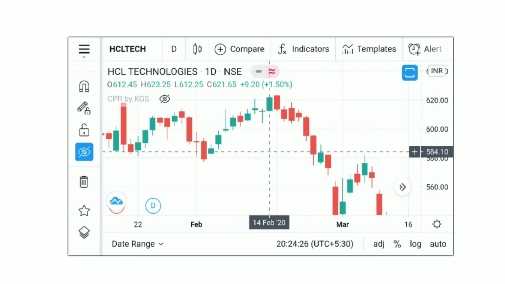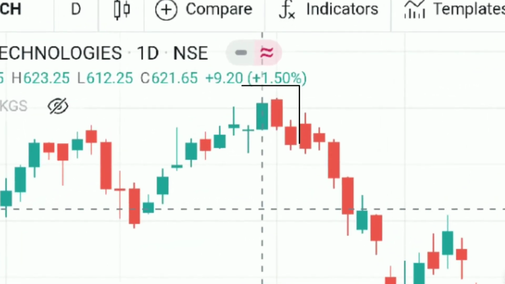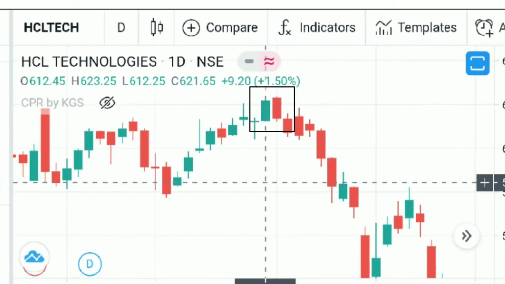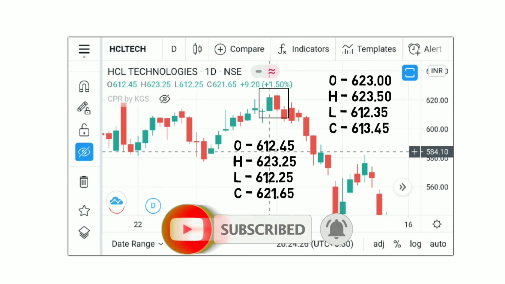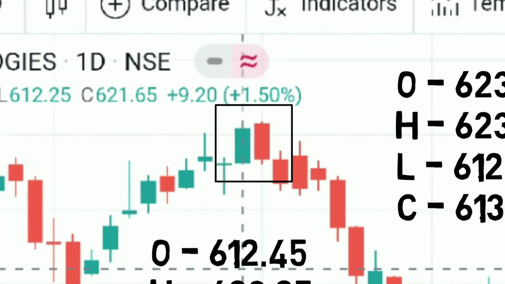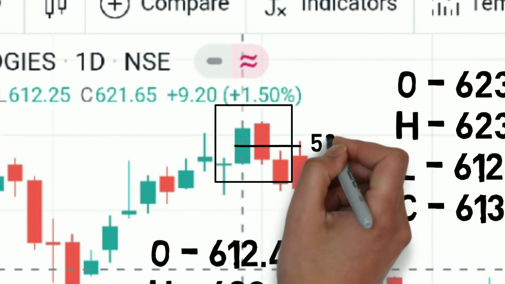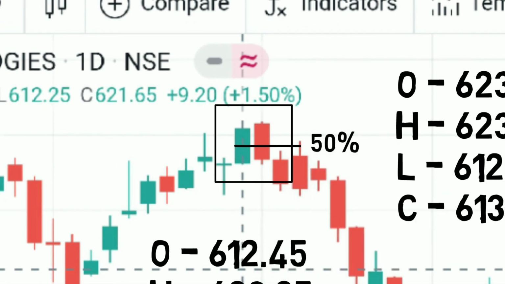Now let's understand this with a practical stock. This is the daily chart for HCL Technology. Here, as you may notice, this is the dark cloud cover pattern. The HCL value for the green candle is this, and the HCL value for the red candle is this. As we can clearly verify, the red candle engulfs more than 50% of the green candle. So it satisfies our condition, and we are ready to set up our trade.